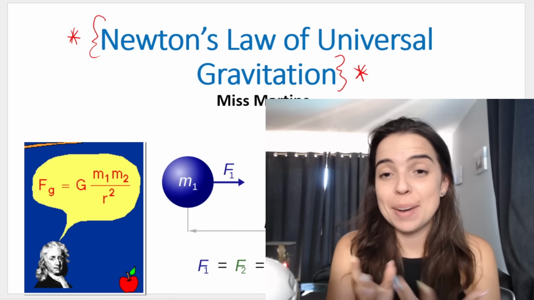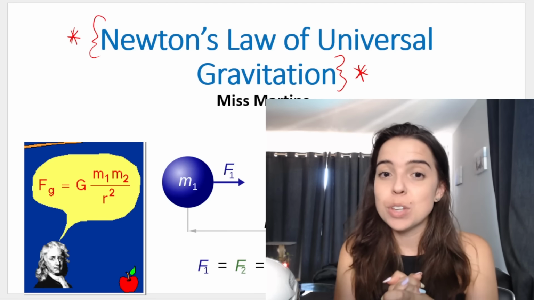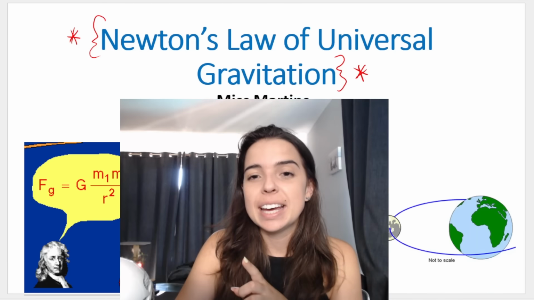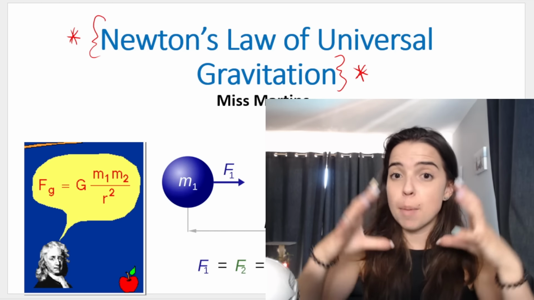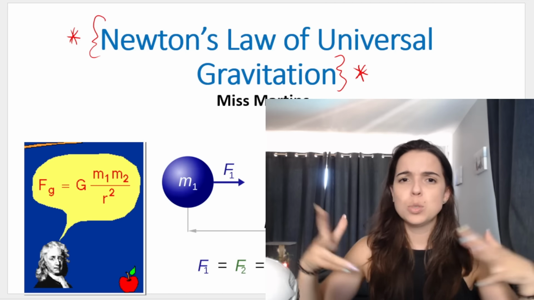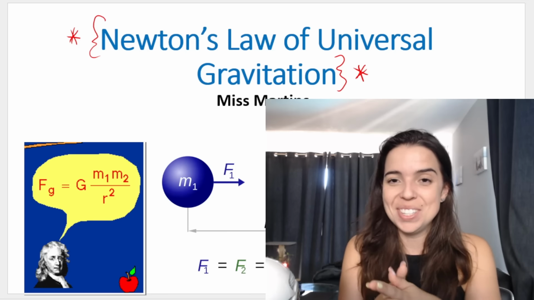I hope that has been helpful in terms of Newton's law of universal gravitation. In future videos, I will be looking more closely at the relationship in this formula and what happens if I double the distance or quadruple the distance. What does that do to force? I'll also be looking at more past paper examples, so I hope to see you in those videos.